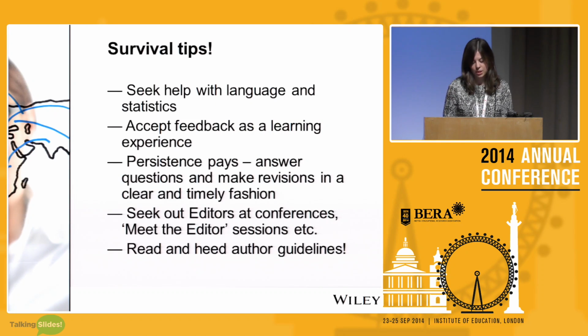So some survival tips. Do seek anything you can do to make your paper readier to submit in advance. For example, if English isn't your first language, get it checked. Even if it is, perhaps get it checked by a friend or a colleague. And similarly with the statistics. Reviewers will look at your statistics within a paper, but they might not be able to look into the detail that you can and someone else can in advance. Accept feedback as a learning experience, which I'm sure is easier said than done, but it's important to realize that they're trying to help your paper be the best that it can be.